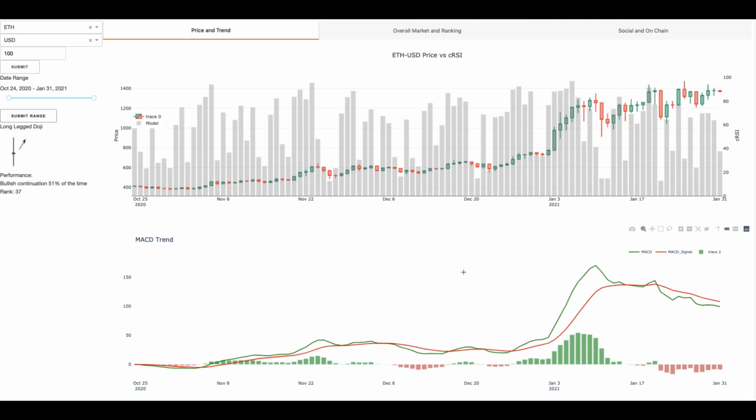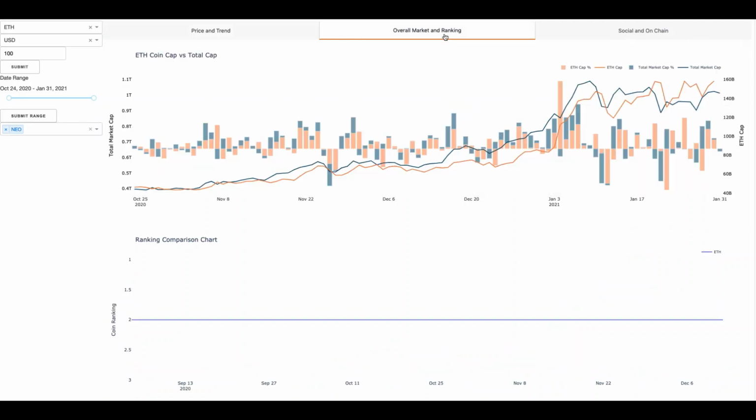So in this page we get an idea of how for the given day we can expect the future to go, and also what kind of a cycle we are currently in. So moving on to the second one here.